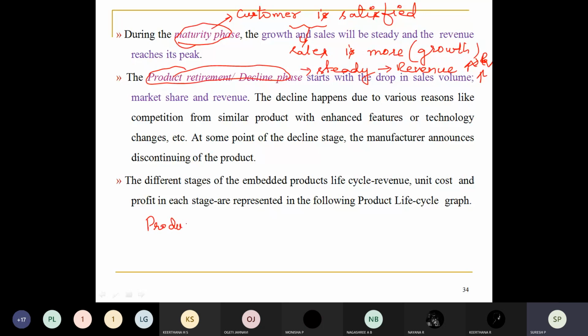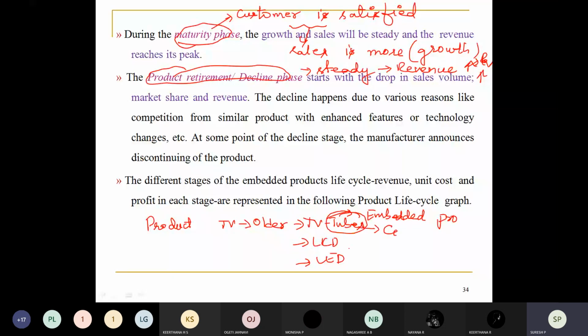For example, if we take the TV, the older one made use of TV tubes. Next came the LCD TV, and then the LED TV, for example. TV is an embedded product, an example of an embedded product. When the TV in the earlier stage was developed using tubes, after a certain period, once LCD time came, the TV tubes were exhausted.